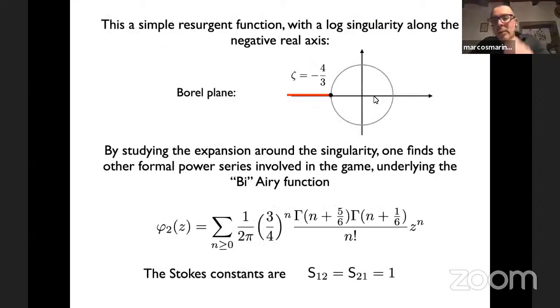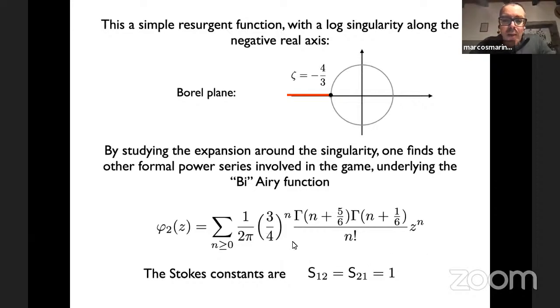Now, one of the ideas of resurgence is that if you explore the local behavior of the Borel transform near the singularity, you will find something else. It's very easy to find, using elementary properties of hypergeometric functions, that if you expand the Borel transform around the singularity, you will find a log singularity times another formal power series. The associated divergent formal power series that you obtain is actually the same power series that we obtained before, but with a different sign here.